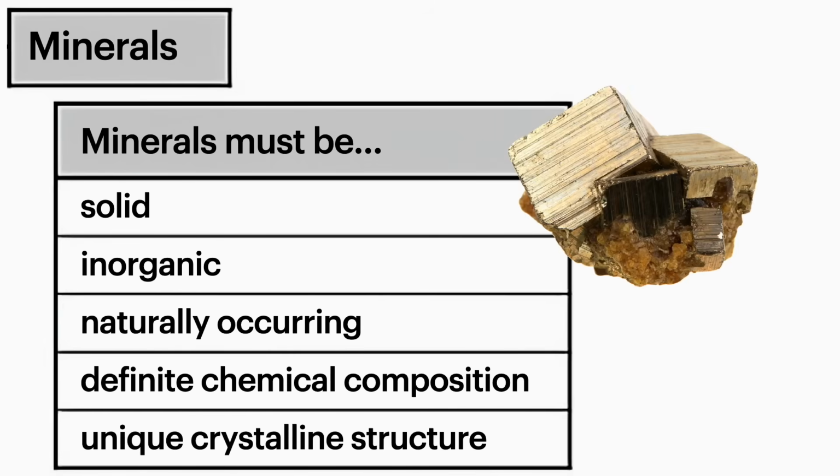What about this sample right here? This is a sample of something called pyrite. It's this interesting brassy yellow kind of crystal shape. It is definitely solid. It is inorganic. It exists naturally on Earth. It has a specific chemical composition. In this case, it's made of the elements lead and sulfur. And within this sample, there is a unique crystalline structure. And so, yes, this sample of pyrite is a mineral.